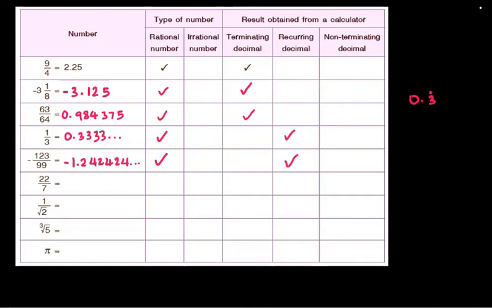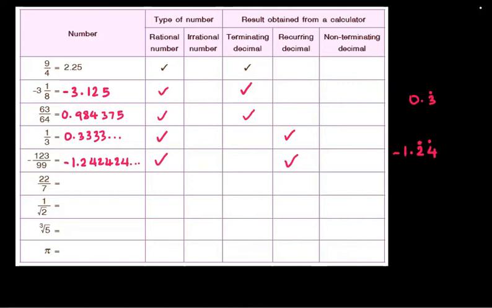And remember, if you have a decimal like negative 1.242424 repeating, we can write that as negative 1.24, with a dot on top of 2 and a dot on top of 4. That is what we call the recurring decimal.